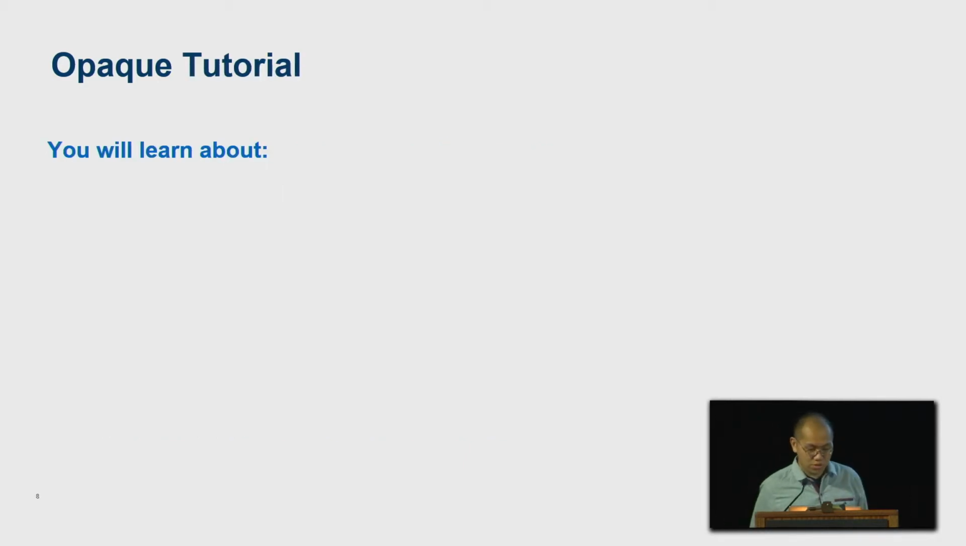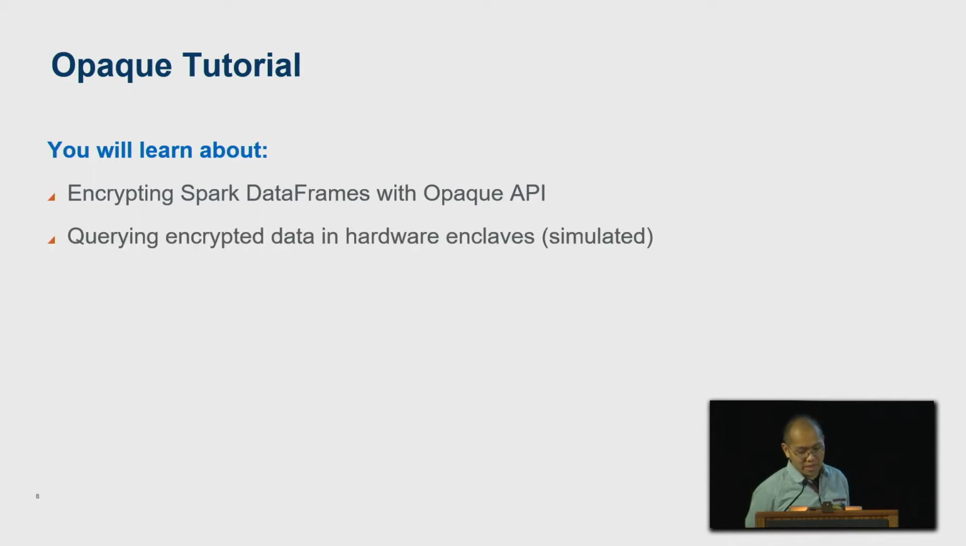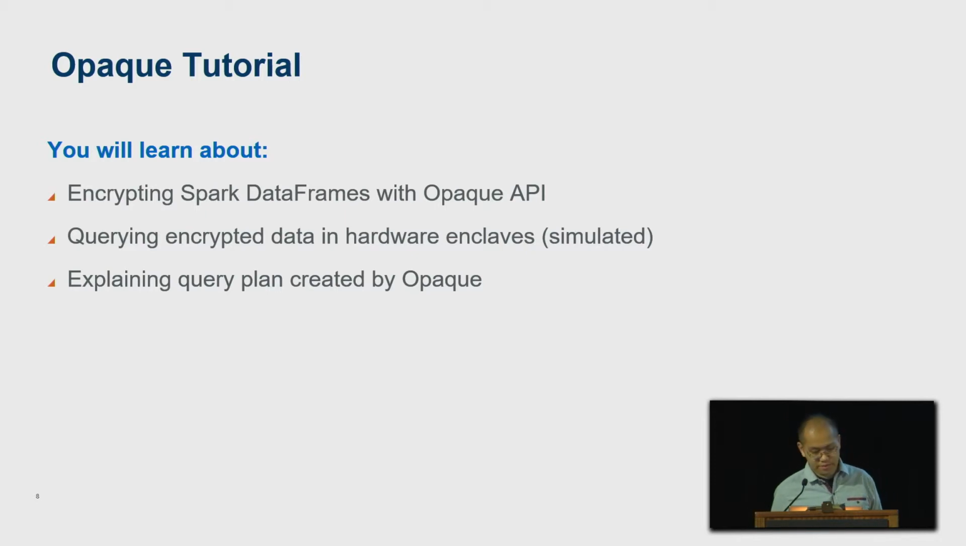So in the Opaque tutorial, you will learn, first, how do you encrypt Spark DataFrames with the Opaque API? And then with this encrypted data, how do you query them inside a hardware enclave so nothing inside the cloud provider will be able to see your secret data? Of course, this is running in SGX, which needs the actual SGX hardware, so we're running everything in simulated mode. But you can expect it to be exactly the same as running on a real SGX machine. And finally, you can also explain the query plan that's created by Opaque.